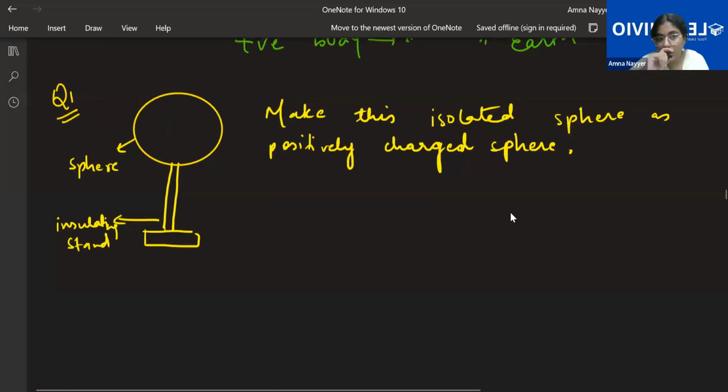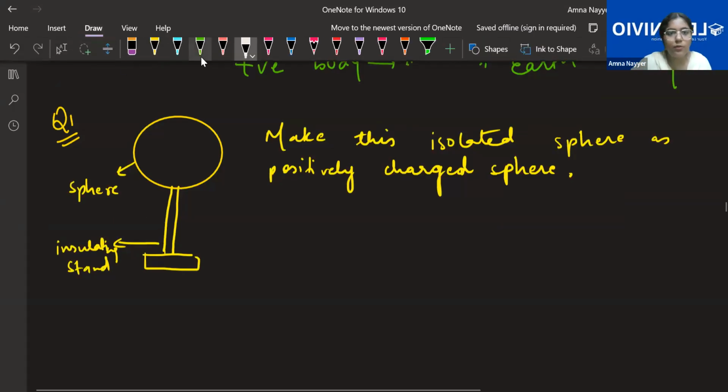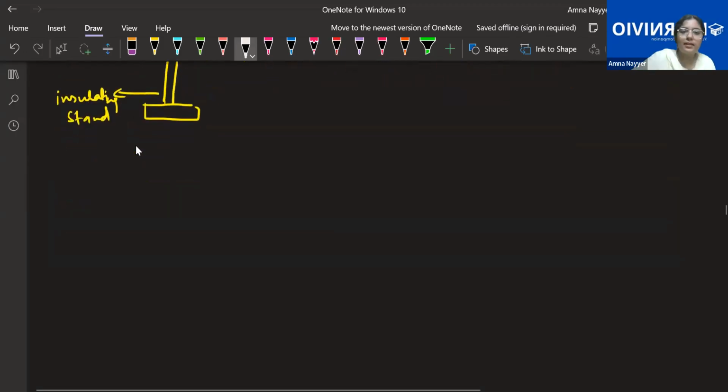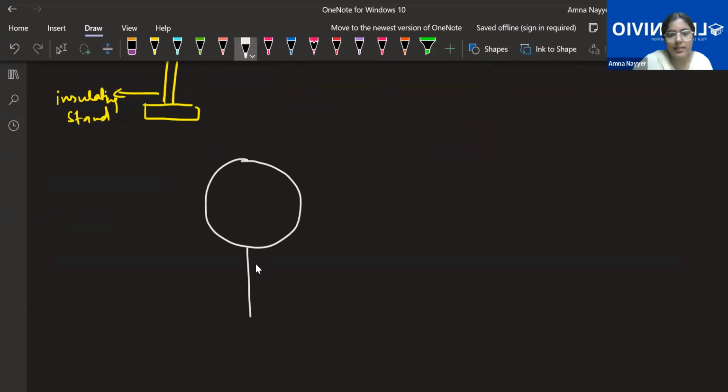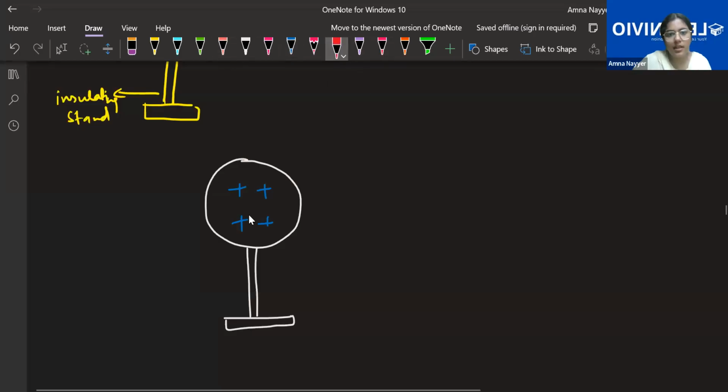Now, what kind of question was there? The question basically said that you have to make this isolated sphere completely positively charged. Right now this is neutral, it has no charge. You have to make it positively charged. So let's say this is put on an insulating stand so that the charges do not go off. This is the insulating stand and this is the conductor that we have. Now this must have positive charges and negative charges, because right now it's neutral.